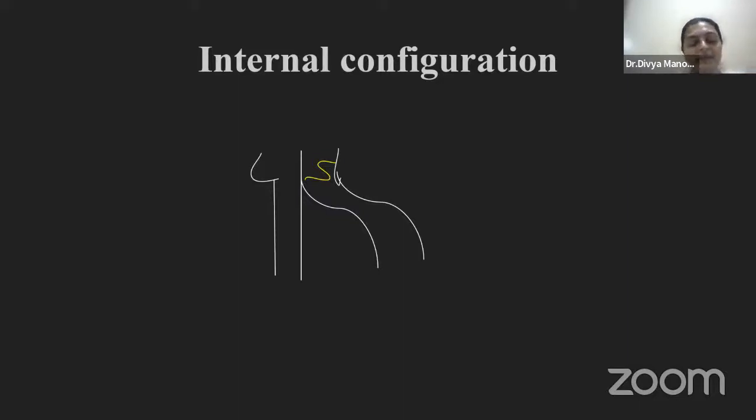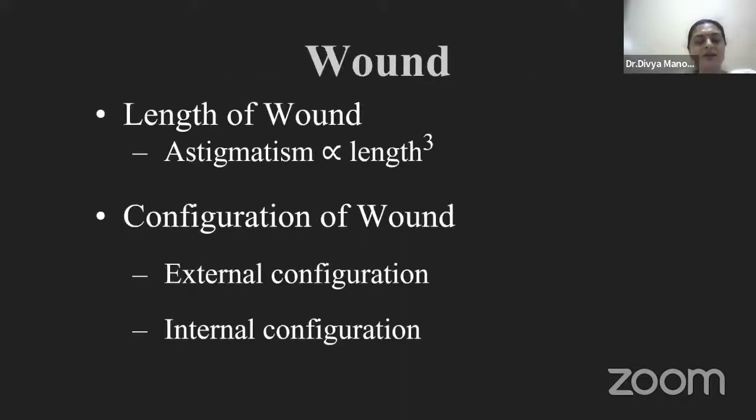Again, the entry into the cornea should be not more than 0.5 millimeters. That's something that we have to take care of. Too much into the cornea is definitely going to cause a lot of astigmatism, and there are also high chances of creating a Descemet's detachment. So again, the length of the wound is very important.